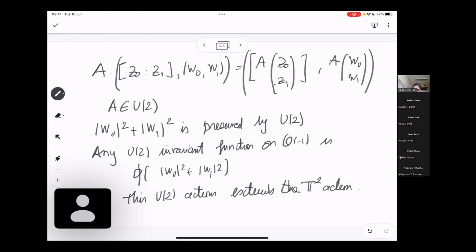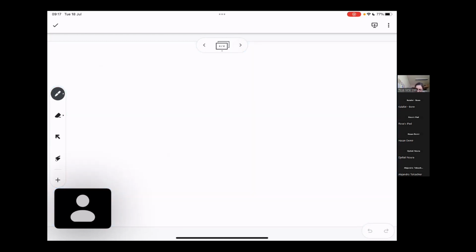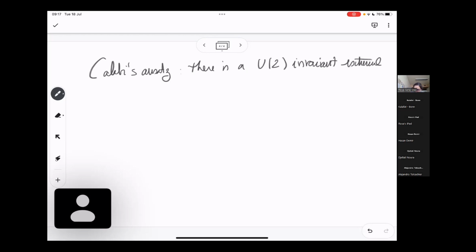Okay, so what do I want to say? Well, let's see. It follows from the Calabi ansatz. In fact, this is just a small part of the ansatz. It follows that there is a U(2)-invariant extremal Kähler metric on a neighborhood of the zero section in O(-1).